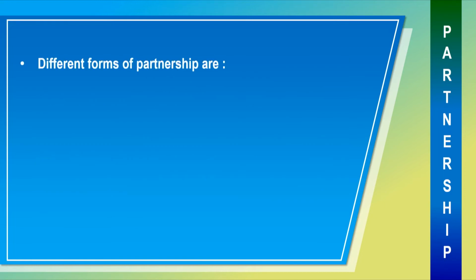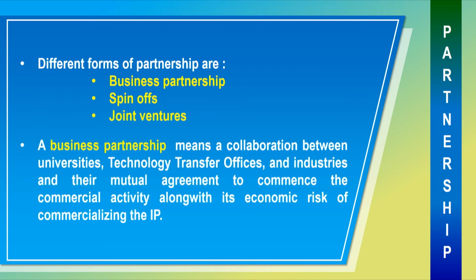Now, different forms of partnership are through business partnership, through spin-offs or through joint ventures. In case of a business partnership, it means a collaboration between the universities, technology transfer offices and industries and their mutual agreement to commence the commercial activity along with its economic risk of commercialization, the IP.